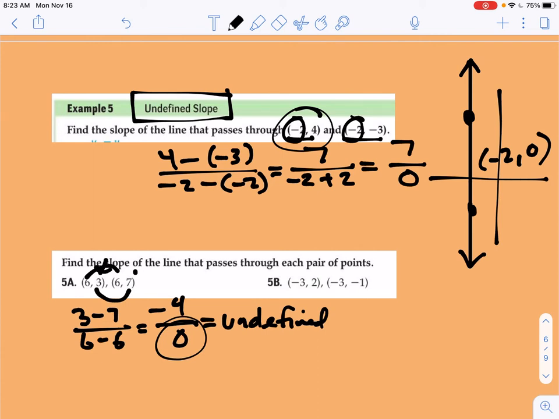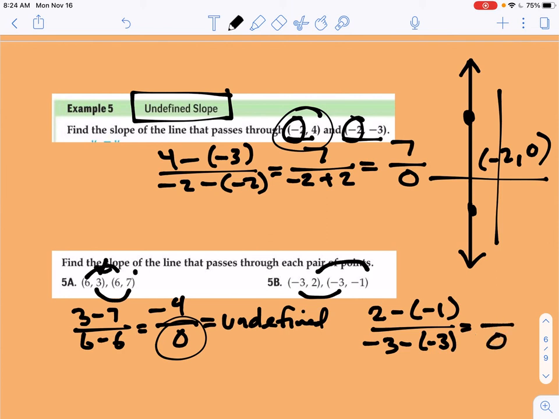There's a whole proof available on why that's undefined, and I could try to explain it, but it's a really crazy concept, so for now it's best to just know that you can't do it. For 5b, it's going to be the same deal. We'll start with our y, so we'll go 2 minus a negative 1. I'm just doing this one minus this one. And then negative 3 minus a negative 3. Remember, if you subtract anything from itself, it gives you 0. And then 2 plus 1, because you have a double negative, gives you 3. So again, this is undefined.